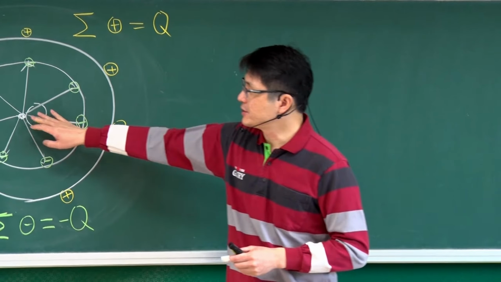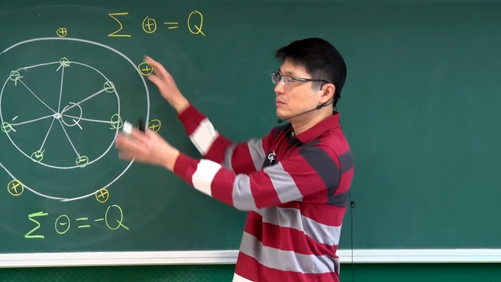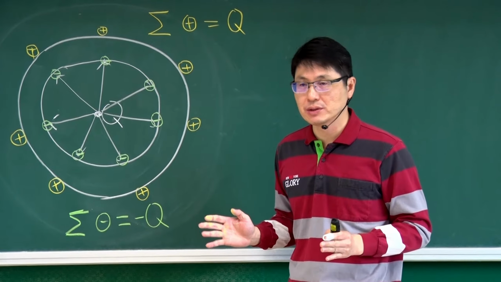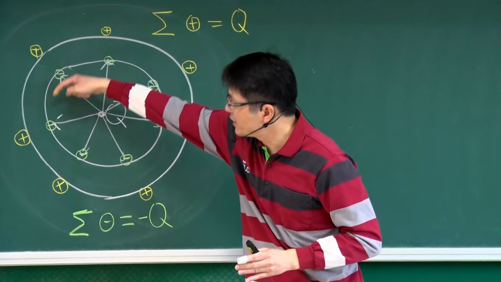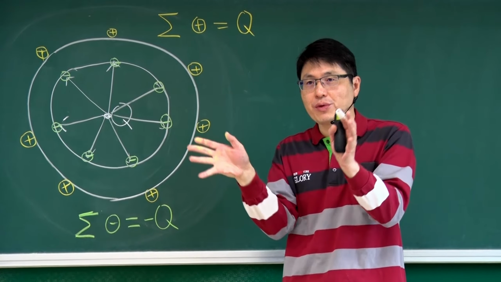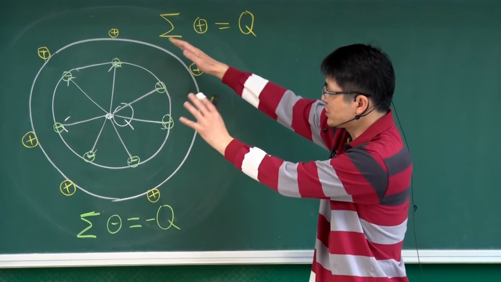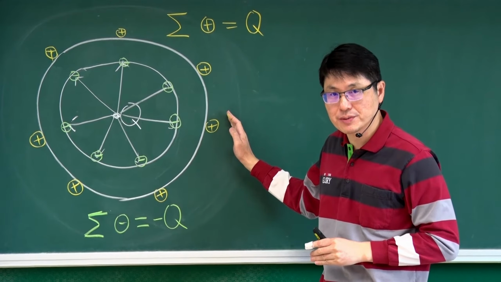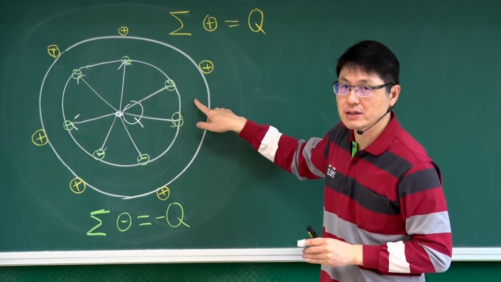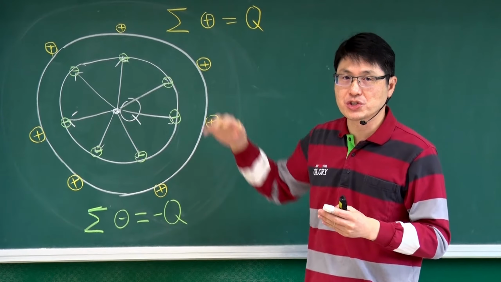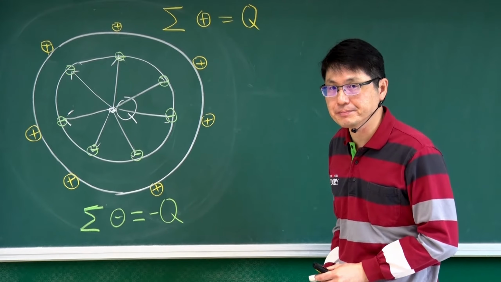So without the central charge, this metal is just everywhere charge neutral. But having this charge, the inner radius, the inner sphere, is filled with negative charges. The outer shells are filled with positive charges. But overall, the metal itself remains charge neutral if you add the charges all up. Right?